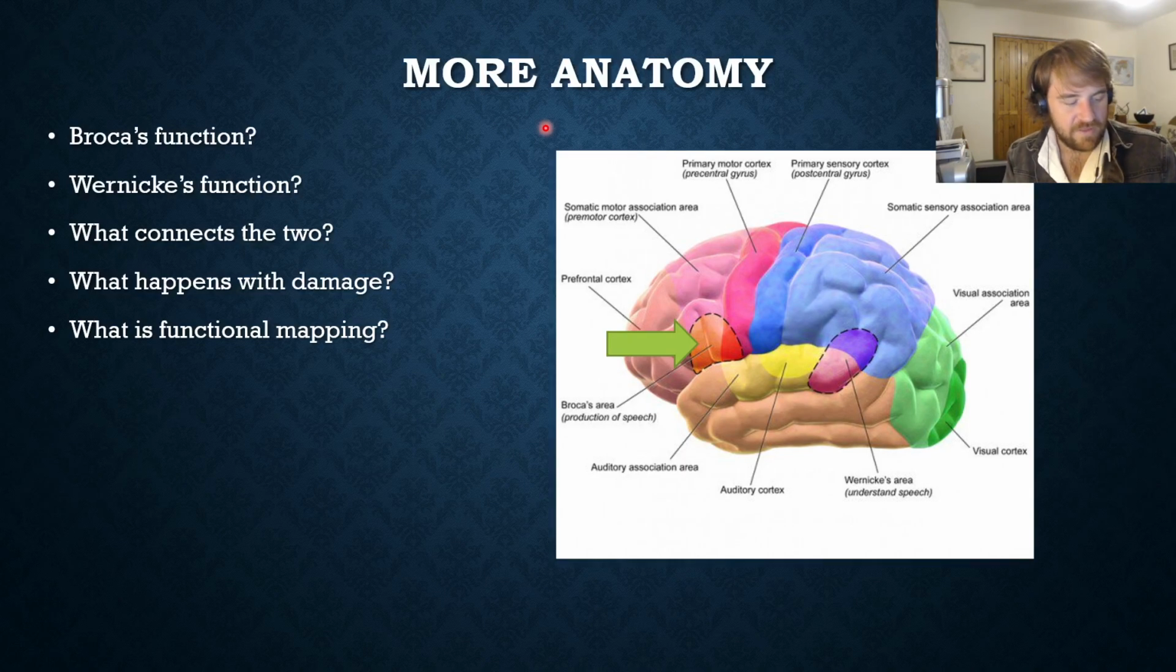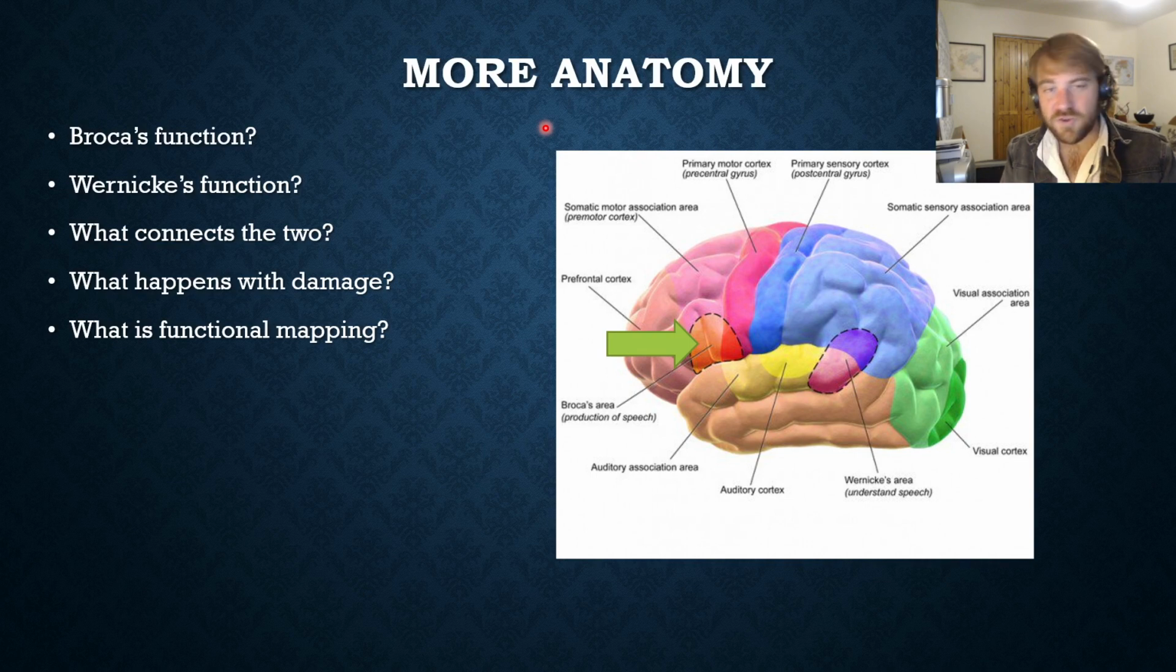What connects the two, Broca's area and Wernicke's area? Do you remember? It's a connection pathway called the arcuate fasciculus. The arcuate fasciculus is what connects the two, and you should definitely know that. What happens with damage? Well, damage to the arcuate fasciculus is going to impair mimicry. Damage to Wernicke's area is going to impair speech comprehension. Damage to Broca's area is going to impair speech production.